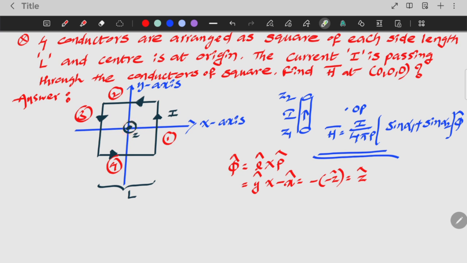These are coming out of the screen. That means these are traveling in the positive z direction. That is what we got. And the same thing you can check for the remaining conductors also.